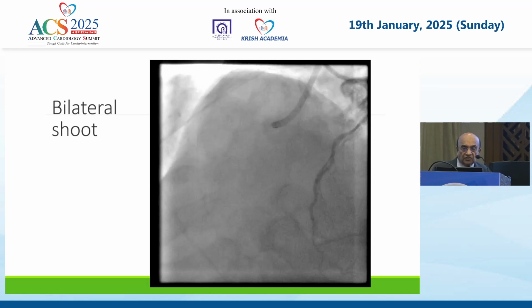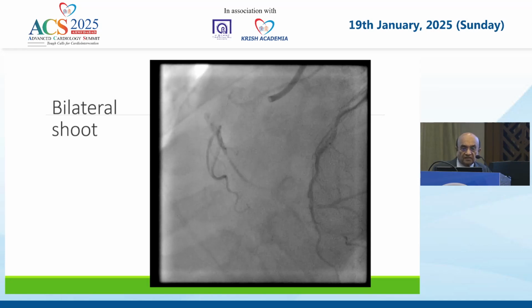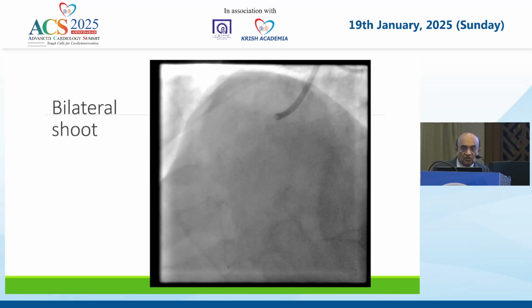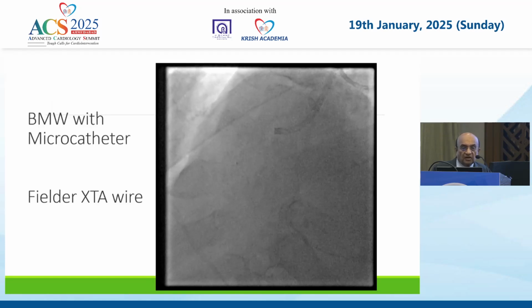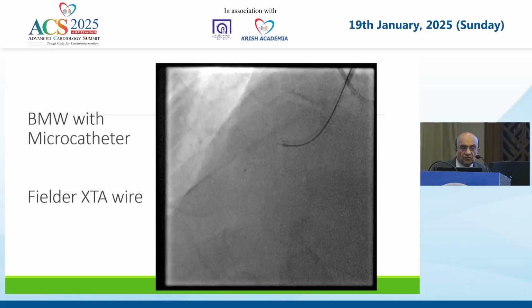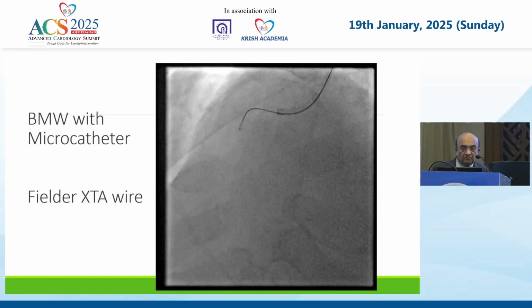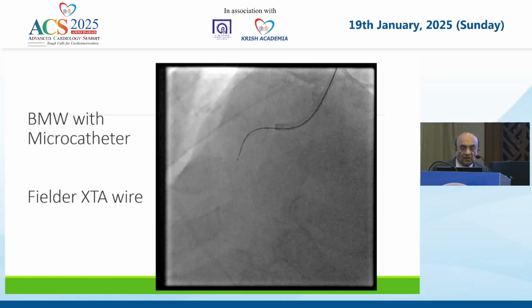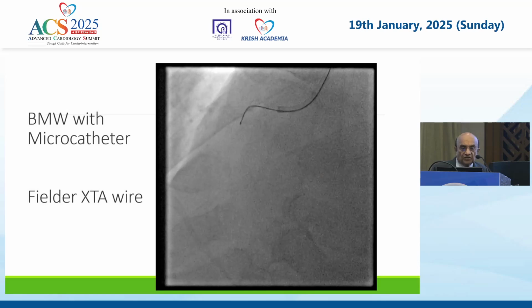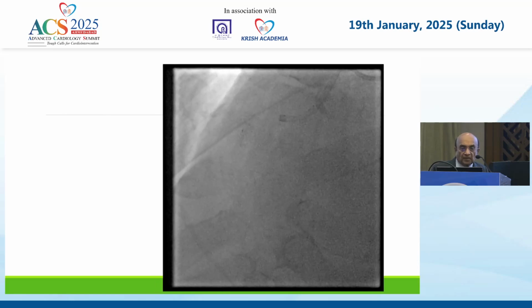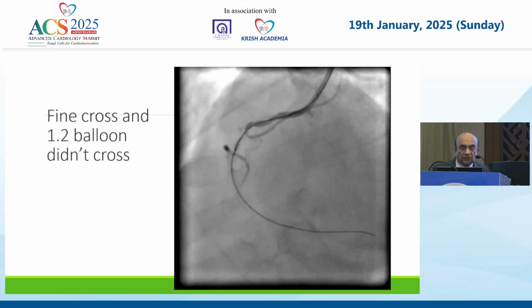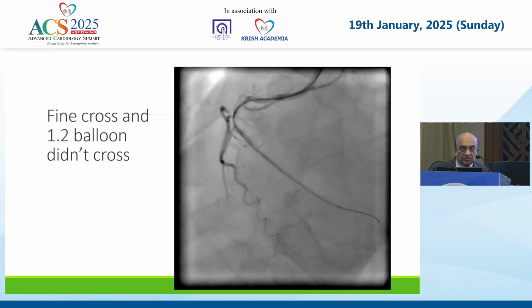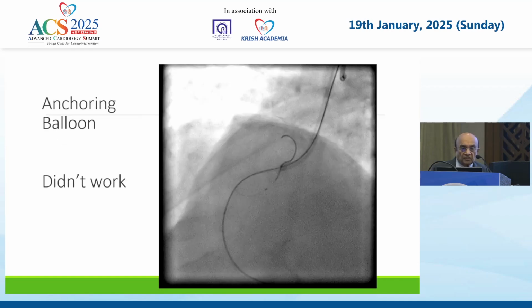After the bilateral shoot, you realize that yes, it's an easy, small, straight segment, but it was extremely hard. We used a BMW wire with a microcatheter to bring the microcatheter up to the entry point, and then changed to a Filter XTA wire. After that, the Finecross and a 1.2 balloon were tried, but nothing crossed. It would just not cross.